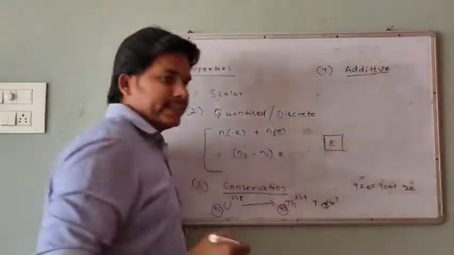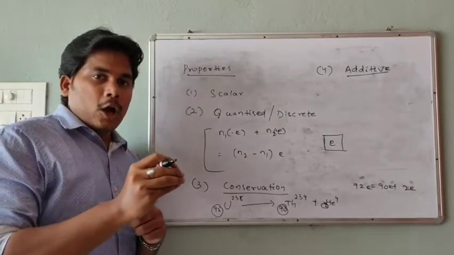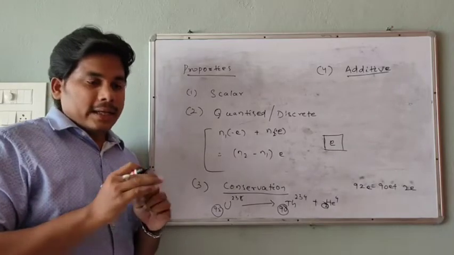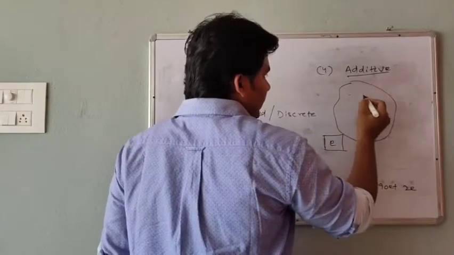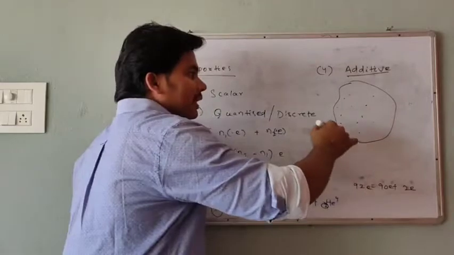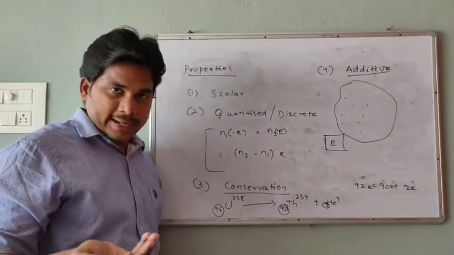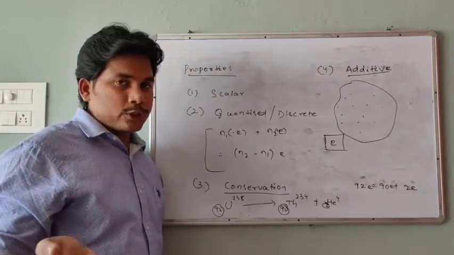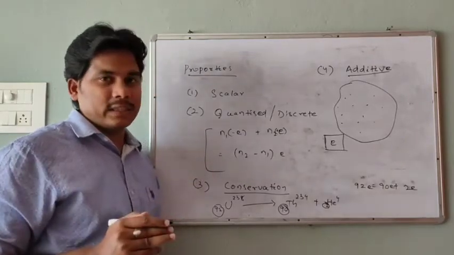Additive nature. What is the additive nature? In an extended body, the sum of all the charges is constant for that body. If you take an extended body, some charges are there in different positions. These charges can be added with each other. If there is a negative charge or electrons, you add the minus, and if it is a positive charge, you use the plus symbol. That means all the charges will be added with each other.